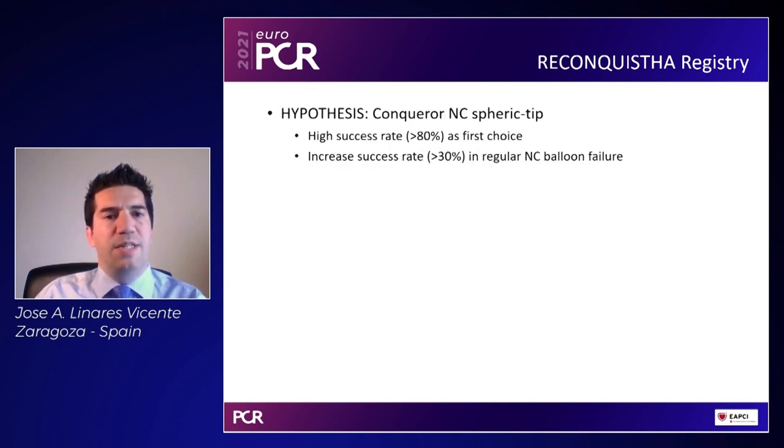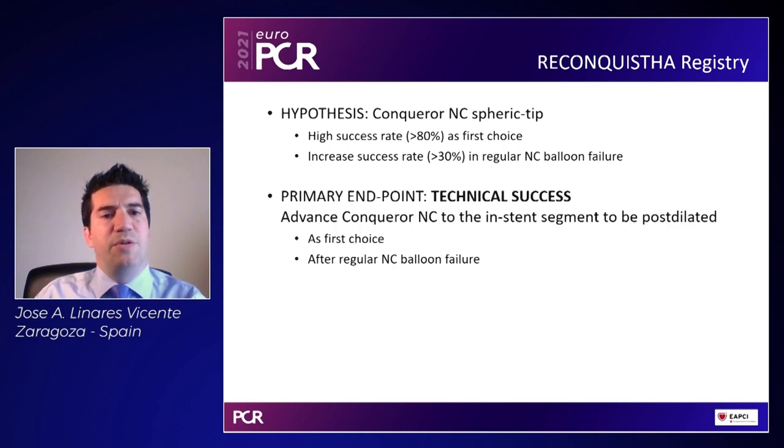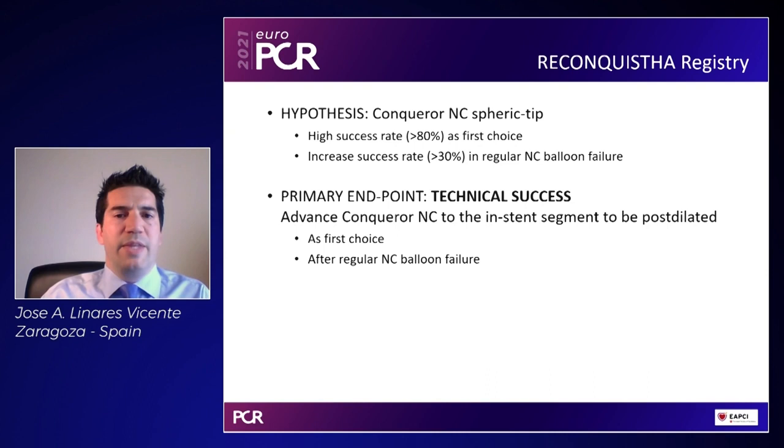The hypothesis was that Conqueror NC spheric tip could have a high success rate, over 80%, as first choice and could increase the success rate over 30% in regular NC balloon failure. The primary endpoint was technical success, defined as advancing the Conqueror to the in-stent segment to be post-dilated. There were two arms, as first choice or after regular NC balloon failure. Complex techniques were only permitted in this arm if they had been used with the regular NC balloon.